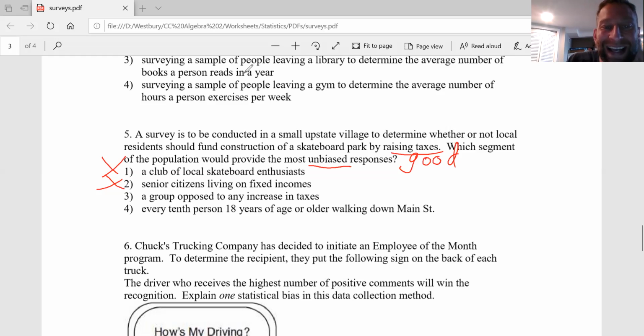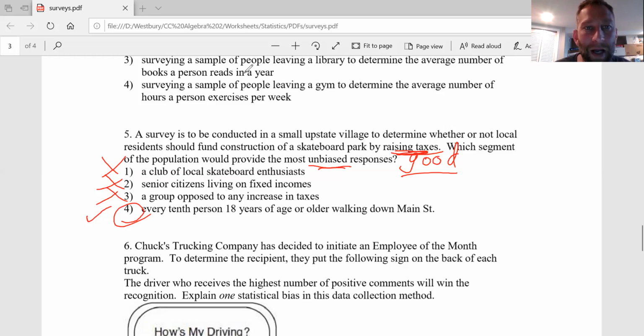A group opposed to any tax increase. That's biased. Again, they're going to say no, no matter what. Every 10th person 18 years of age or older walking down Main Street. Is there bias there? No, it's random. Just because someone's walking down Main Street doesn't mean they necessarily feel a certain way. Every person in that community is allowed to walk down that street, so every member has a chance of being chosen. Which one is unbiased? Which one is good? Choice 4.